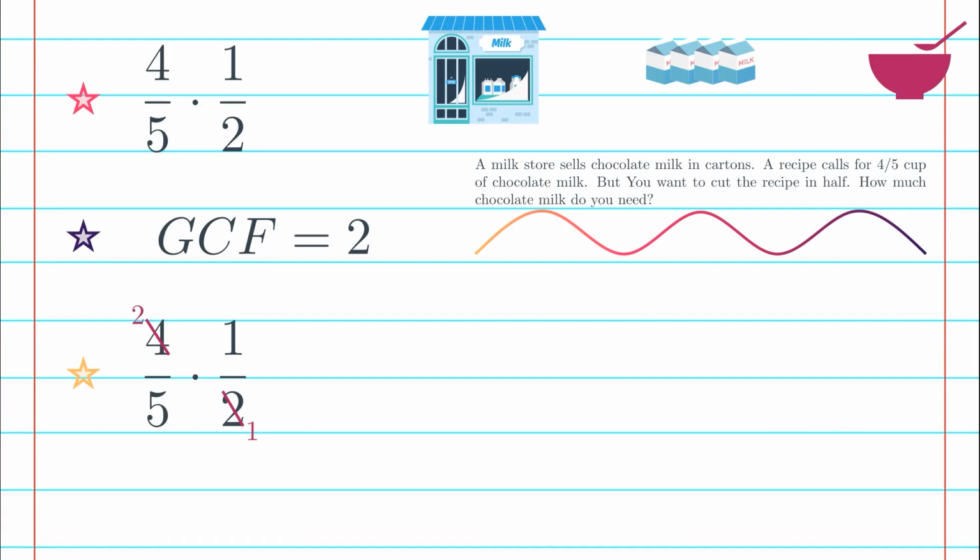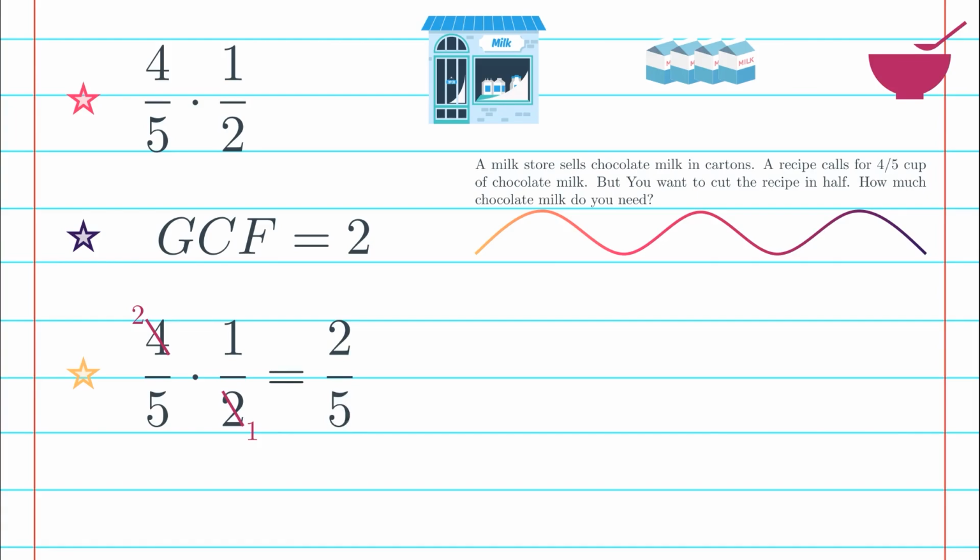Now that we have simplified the fraction, we can just multiply the fractions. 2 times 1 is 2 and 5 times 1 is 5. So the answer would be 2/5. This means you need 2/5 cup of chocolate milk to cut the recipe in half.